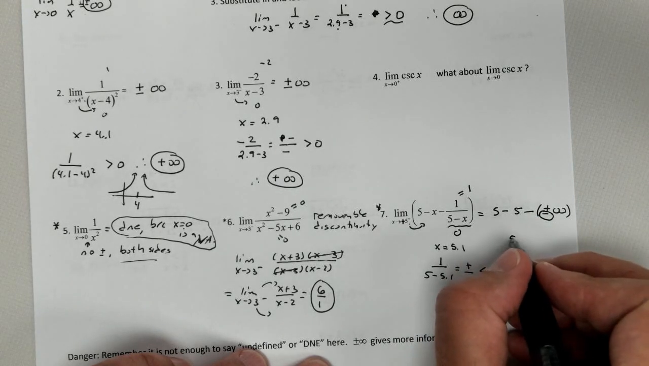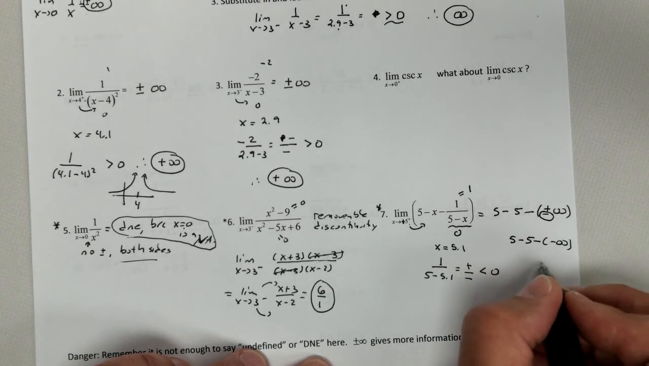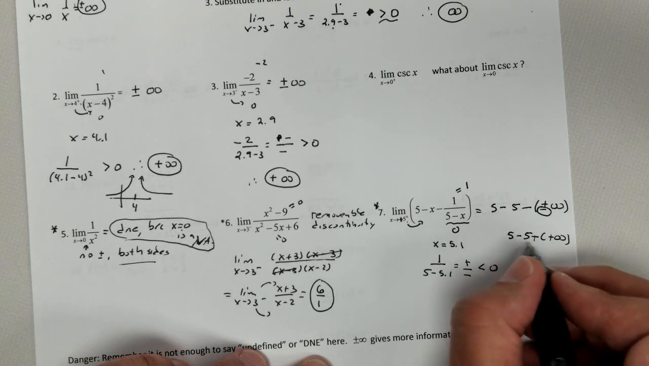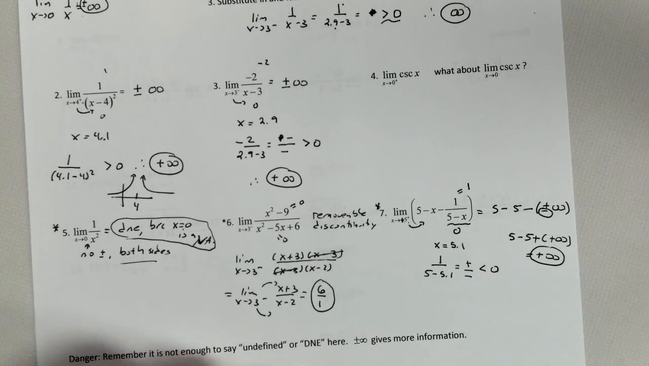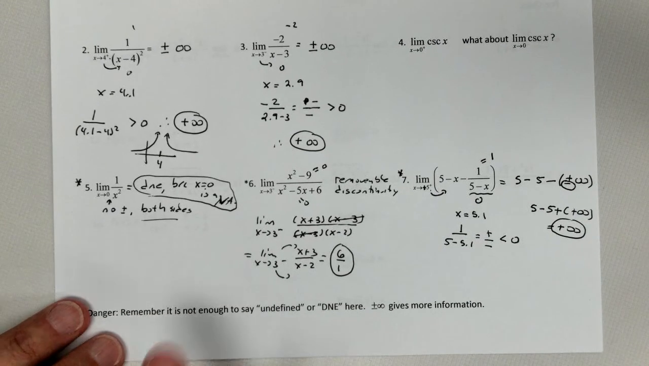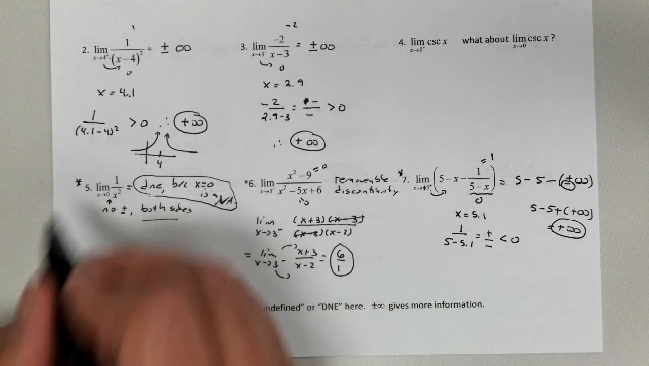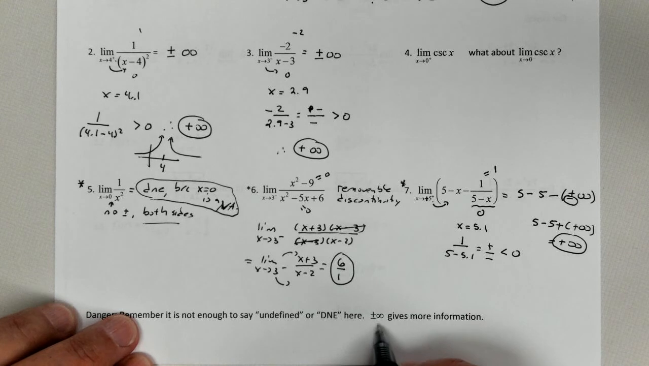And that's going to give us 5 minus a negative infinity. Well, two negatives make a positive, so if I add them all up, we should get positive infinity for this one. So remember, we don't want to say undefined. We can say D and E on a case like number 5, but that's the exception. But on all the other ones, we should have plus or minus infinity.